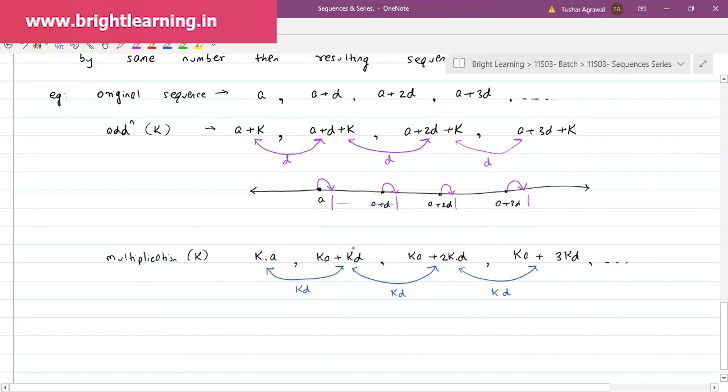The only thing that has changed slightly is the common difference. In the original arithmetic progression, the difference was d. Now the new common difference is k times d in multiplication, and in division it will be d upon k. In addition and subtraction, the common difference remained the same. The arithmetic progression changed, but the common difference remained the same. In multiplication and division, the common difference also changes, multiplying by factor k or dividing by factor k. But still the new sequence is again an AP.